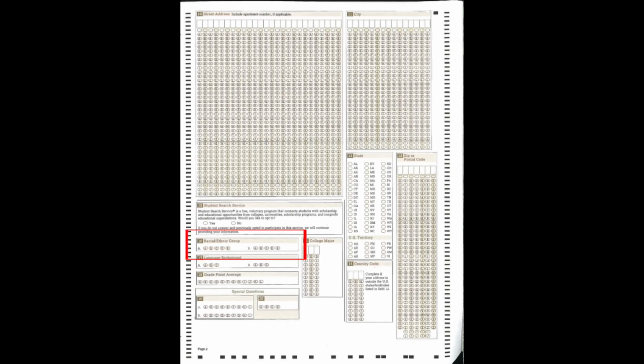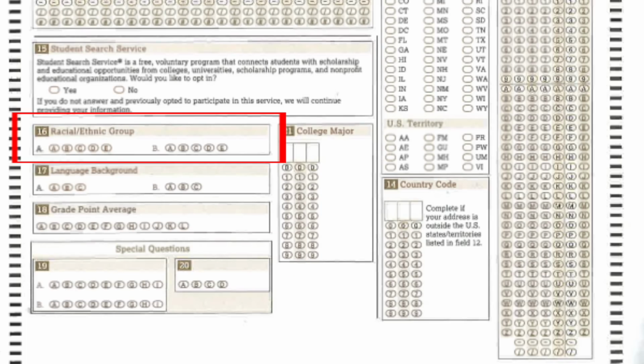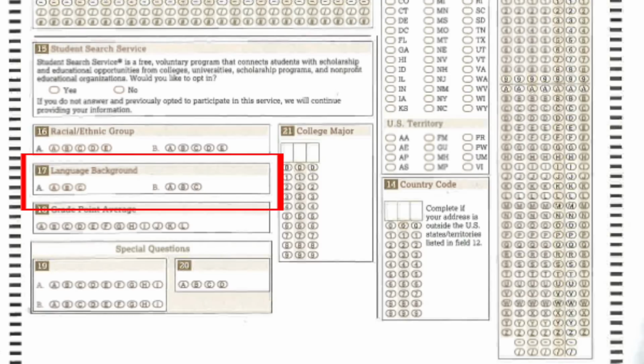Field 16 asks about your racial and ethnic background. If you identify with multiple races and ethnic groups, mark all choices that apply to you. Field 17 asks about the languages you speak. Mark only one answer to each question. Please look up when you are finished.